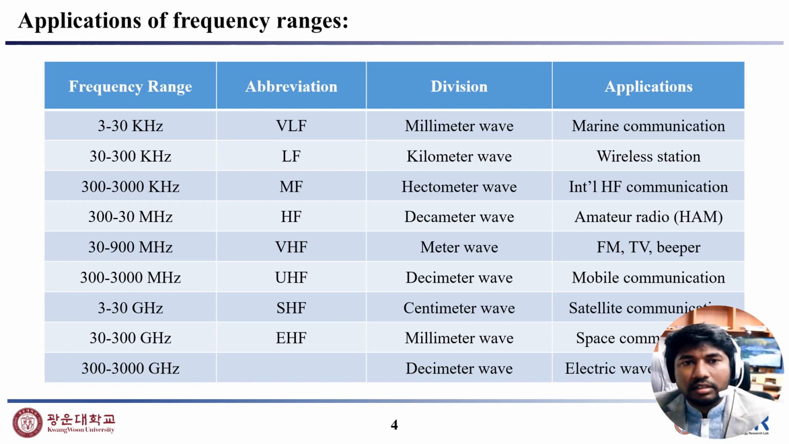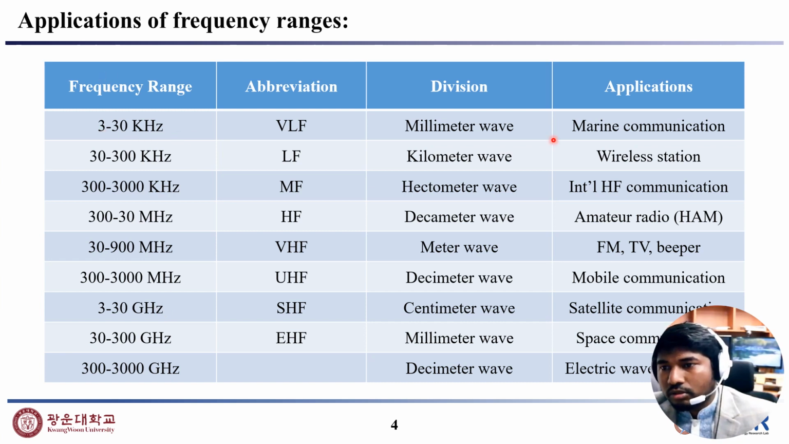And secondly, the applications and frequency range. Here you can see the frequency range, and here the application. The application-dependent frequency range is tabulated here, so this is very clear. Frequencies from 3 kilohertz to 3000 gigahertz are tabulated here.